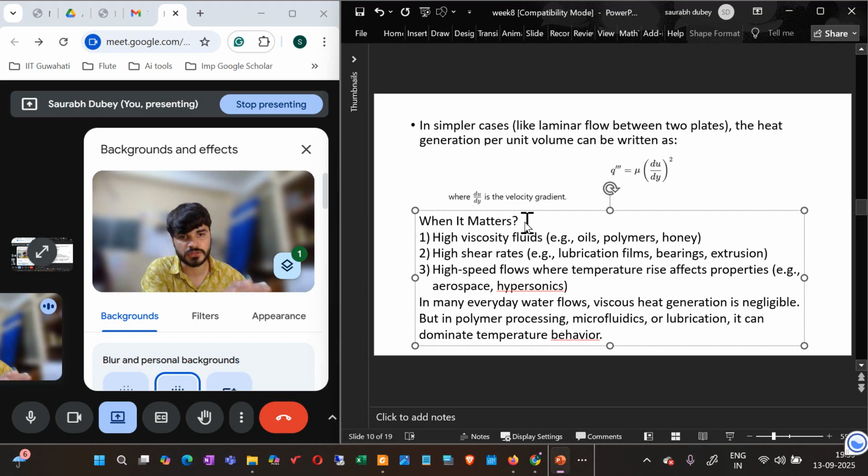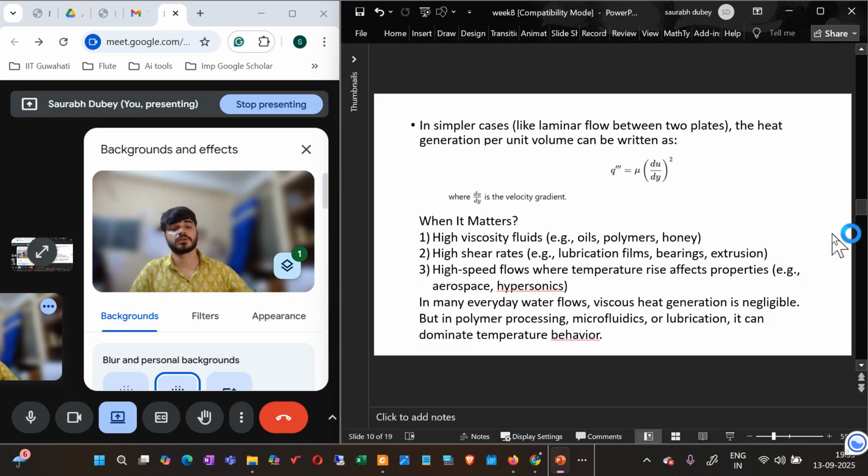I just want to put a question mark. Yes, when does this matter? It matters when a high viscosity fluid, oil, polymer, or honey, is there, and then a high shear rate is there. So lubrication film, bearing, and extrusion are happening. So a high shear rate is there.